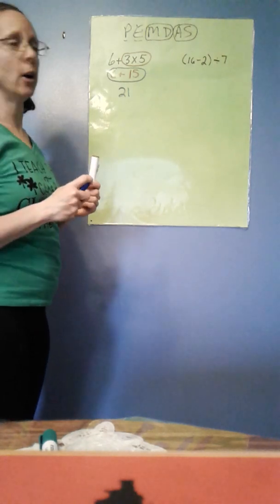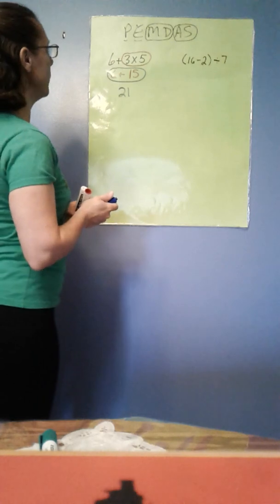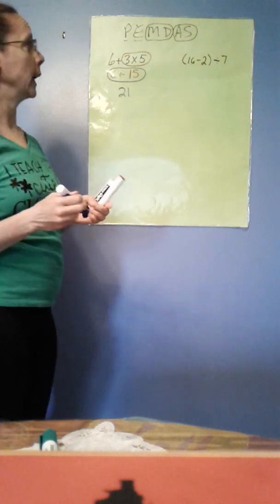If we had done it in the wrong order and did the 6 plus 3 first, we would have ended up with 9 times 5 is 45, which would be the wrong answer.